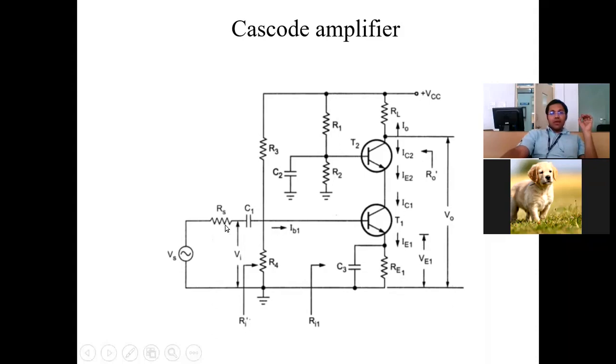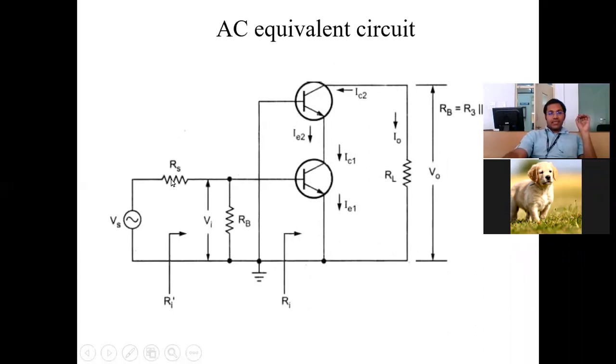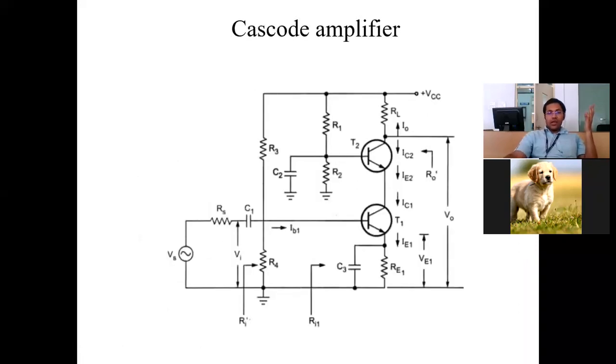So when I go for the AC equivalent, VS and RS are directly connected to the base. Again, I am going back to the previous circuit. Next, what do we have? From here there are 2 resistors, R4 and R3. R4 is connected between this junction at the base and ground. R3 is connected between this junction and, can I say ground? Yes or no? Yes, sir.